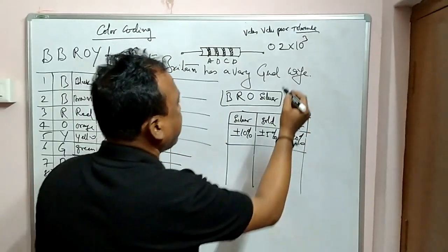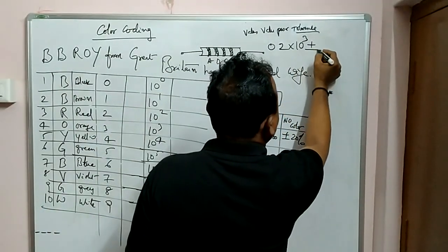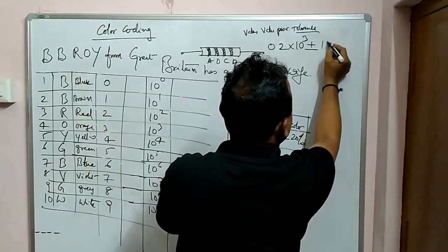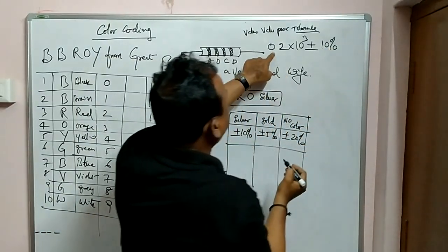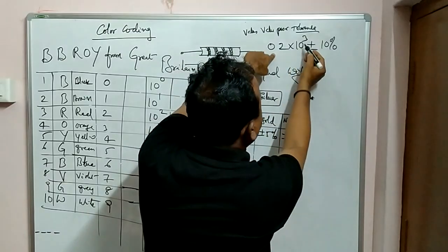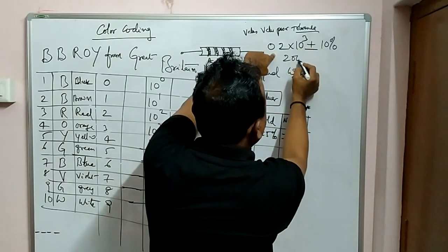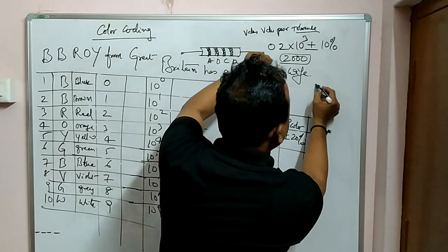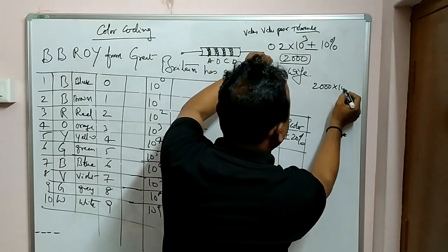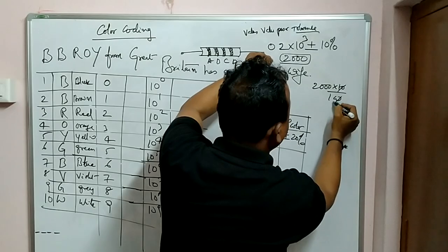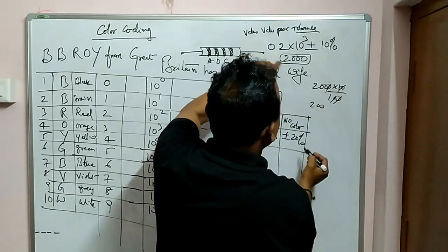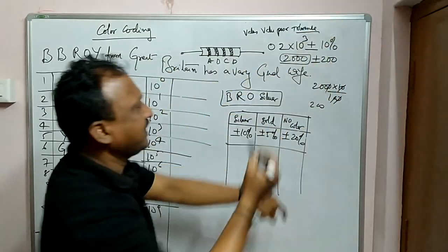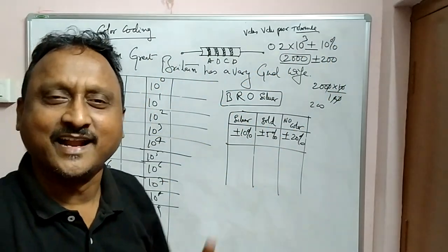And the last one is what I told you, tolerance, plus minus. Silver, how much? Plus minus 10%. So what is the final value? 0 and 2 into 10 cube, 2000. So what is 10% of 2000? 200. So what is the answer? Plus minus 200. This is how you have to write the color coding.